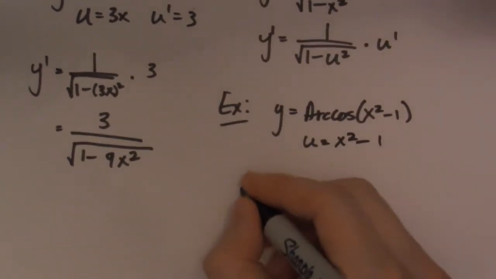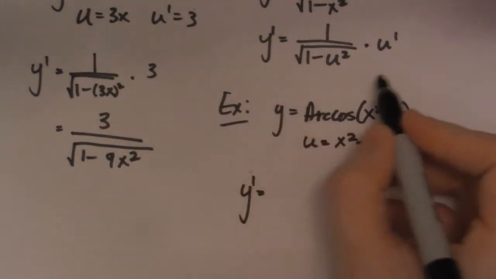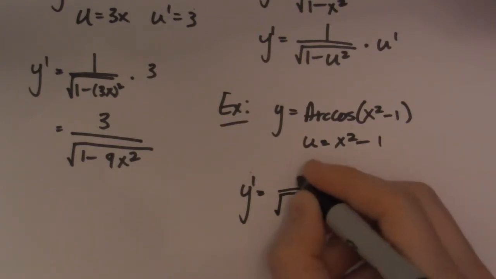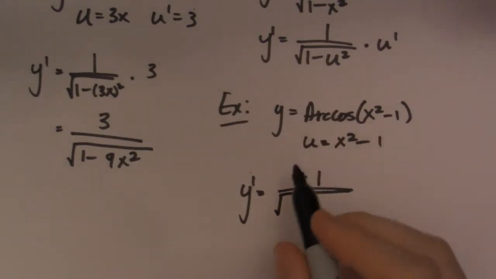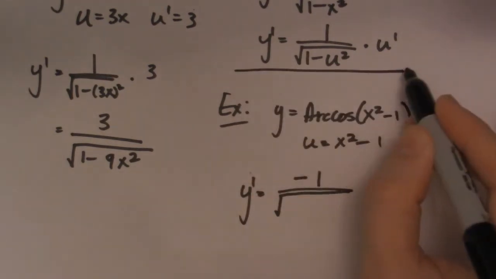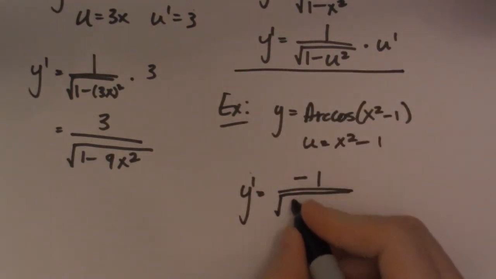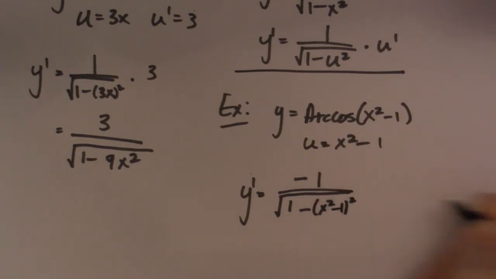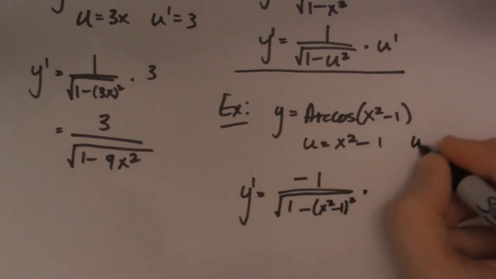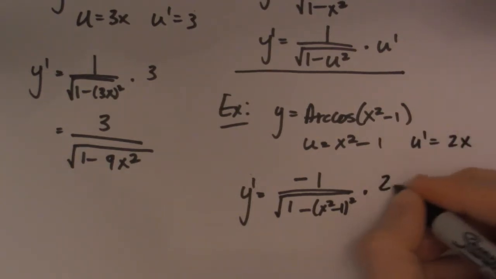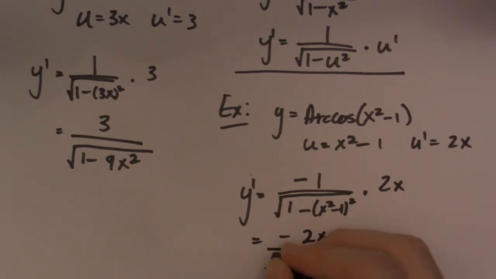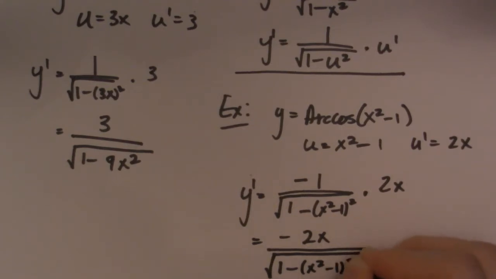So then I go ahead and use my form right here. So 1 over square root. Now it's negative for cos, of course. So you've got to remember that this is for arc sine. Negative for cos. So 1 minus x squared minus 1 squared, times the derivative of this guy. So the derivative of u is 2x, times 2x. So negative 2x, all divided by 1 minus x squared minus 1 squared.